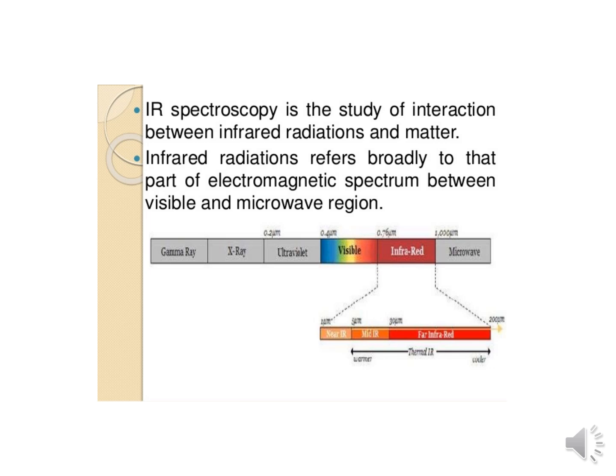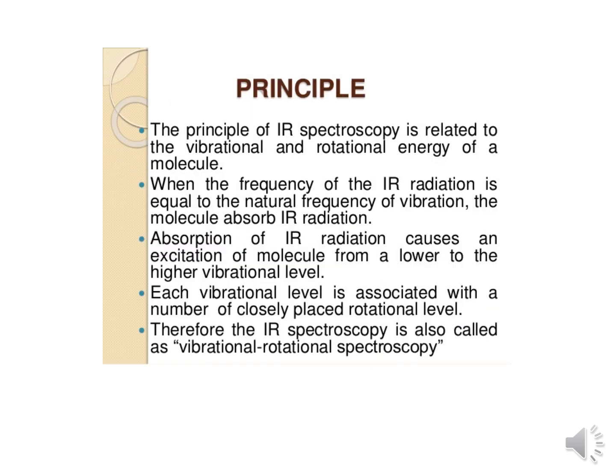IR spectroscopy is the study of interaction between infrared radiation and matter. Infrared radiation refers broadly to that part of the electromagnetic spectrum between the visible and microwave region. The electromagnetic spectrum means the electromagnetic radiations are arranged in increasing frequency or decreasing wavelength. That is called the electromagnetic spectrum. So infrared spectroscopy lies between the visible and microwave region. So this is the principle of IR spectroscopy.